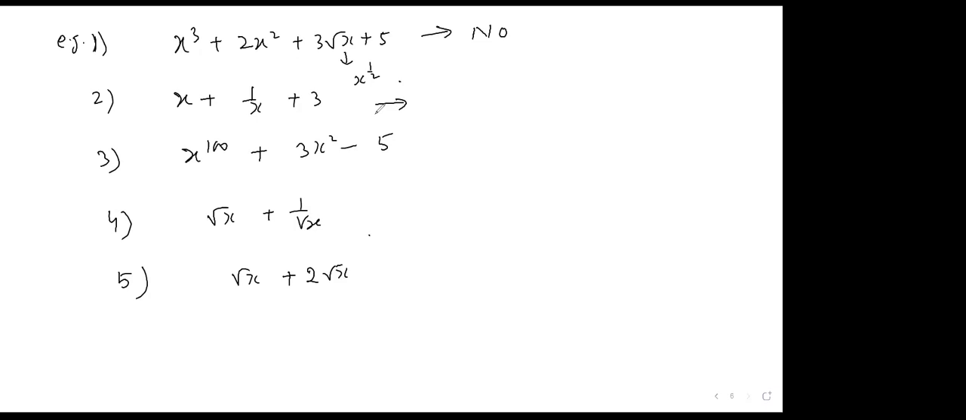Again, it's not a polynomial. Why is it not a polynomial? Because of the 1 over x. See this one. The power of x is negative 1. Negative 1 is an integer, it's not a whole number. What about the third example? Is it a polynomial or not?